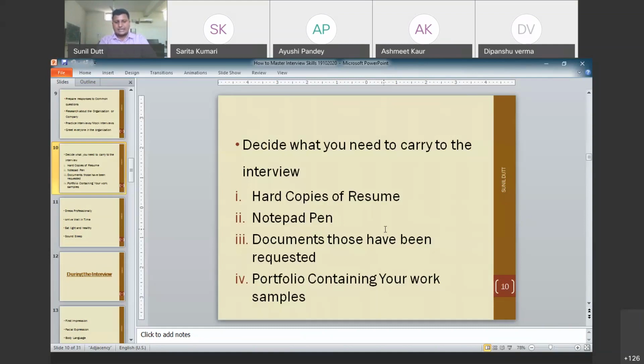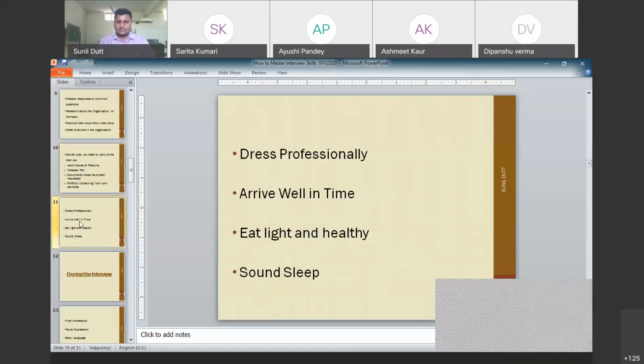Then another important thing, you need to have a portfolio containing your work samples. You should have with you the work that you have accomplished or the achievements that you have accomplished earlier, because they are going to give you an edge over everyone in the interview when you show them the practical work that you have actually done in the past. This will surely get you an edge over others.